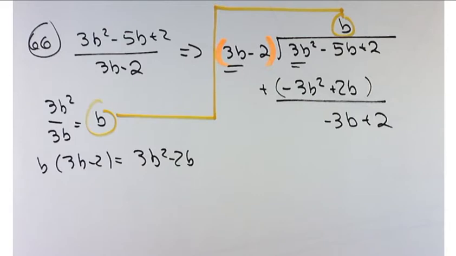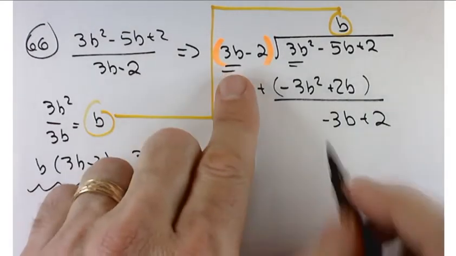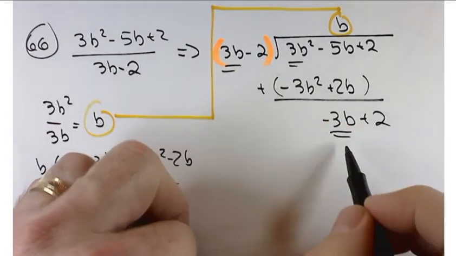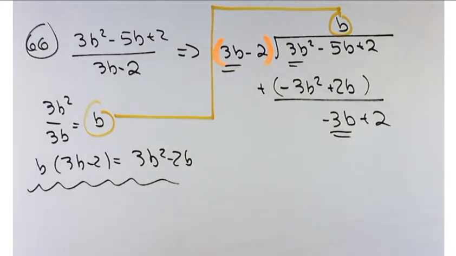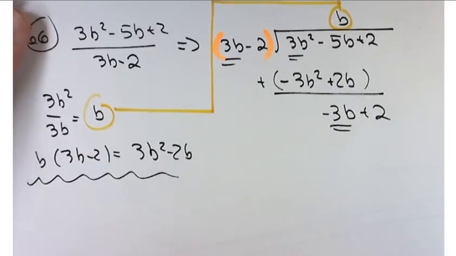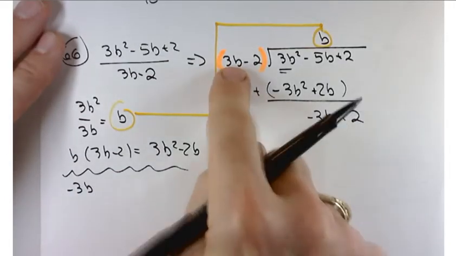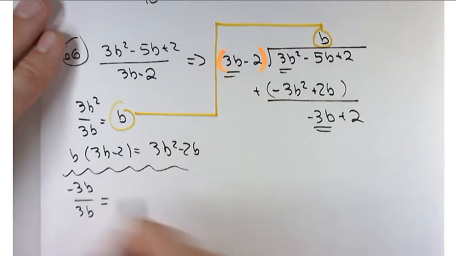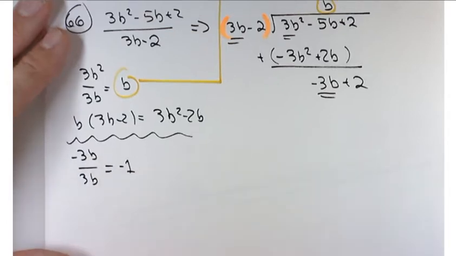All right, halfway there. I need to repeat this process. Now I want to look at this leading coefficient and this leading coefficient. What do I multiply 3b by to get negative 3b? Negative 1. If you can't see that, that's all right. Set up a little division for yourself. Divide this by this. The b's cancel. Negative 3 divided by 3 is negative 1.